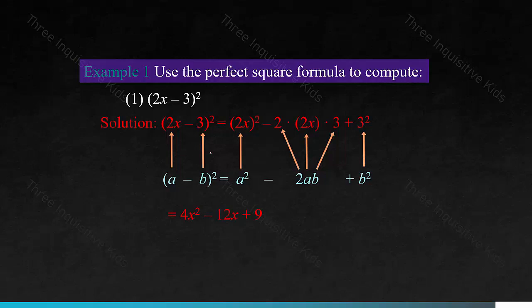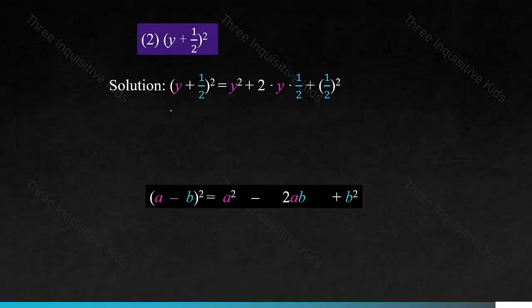So these arrows are telling us what these terms correspond to in the formula, and we're left with 4x squared minus 12x plus 9. Here we have y plus 1/2 squared. This is our solution. We get y squared plus 2 times y times 1/2 plus 1/2 squared. And you can see that these highlighted terms correspond to each other. And we're left with y squared plus y plus 1/4.